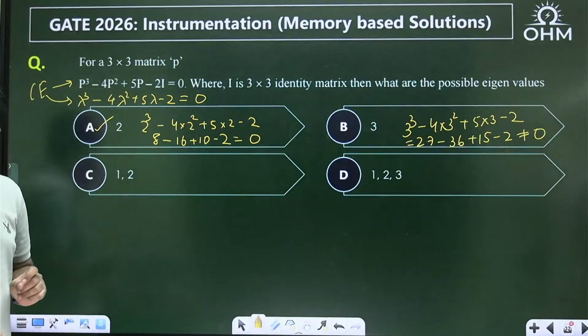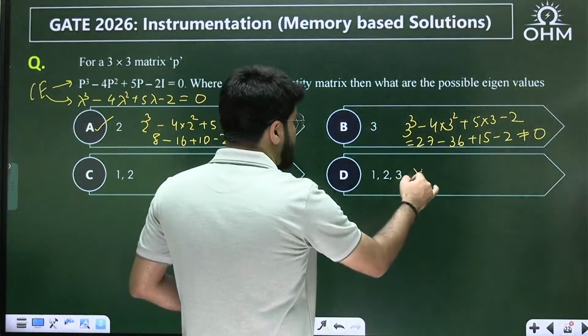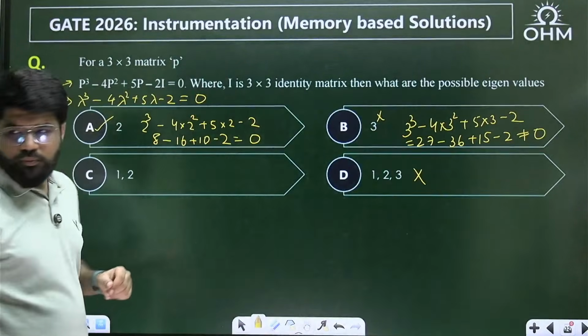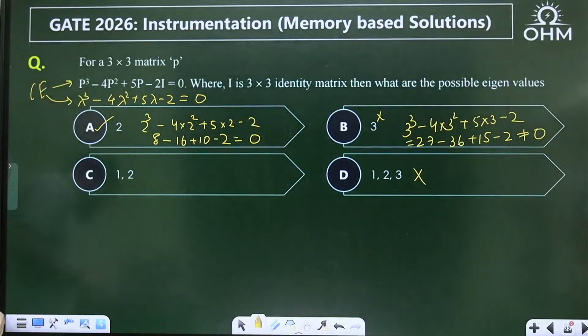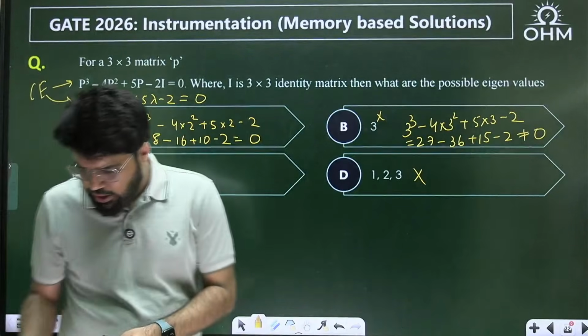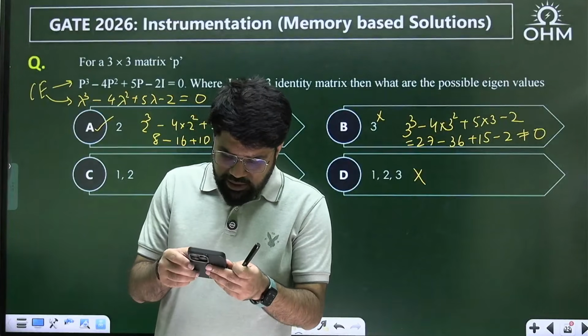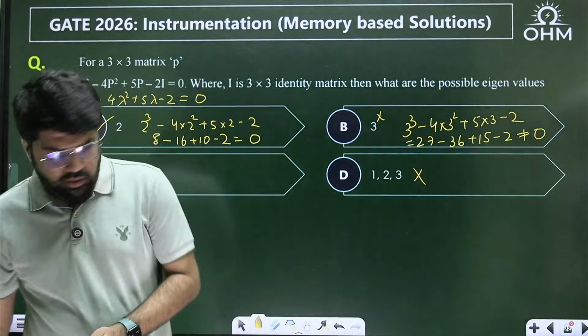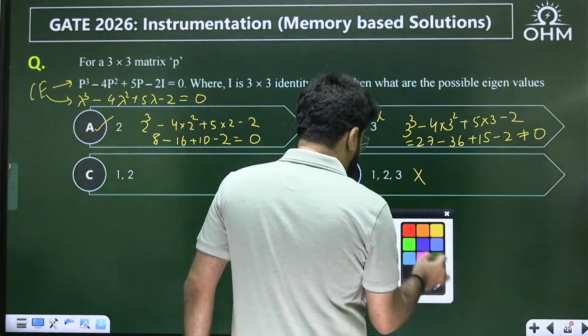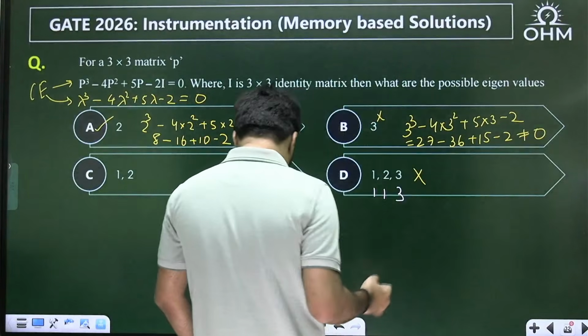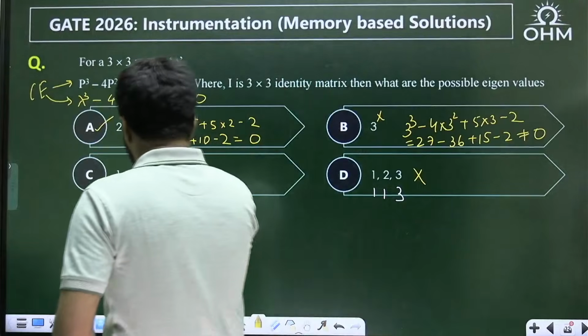So if 3 is not the answer, this also will be wrong. Okay, 1 and 2. If you talk about 1 and 2, is there anything you're commenting on the options? Someone says D would be 1, 1, 3. You're telling D would be 1, 1, 3. We'll check it. First, we have to verify 1.